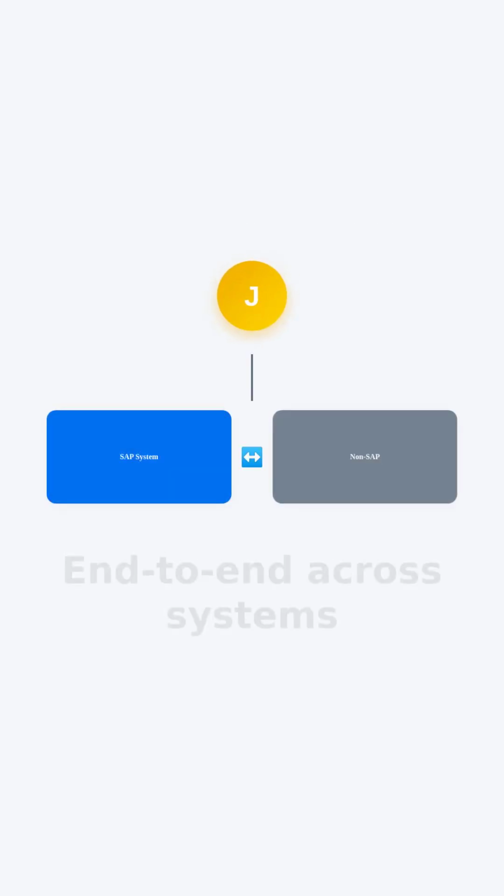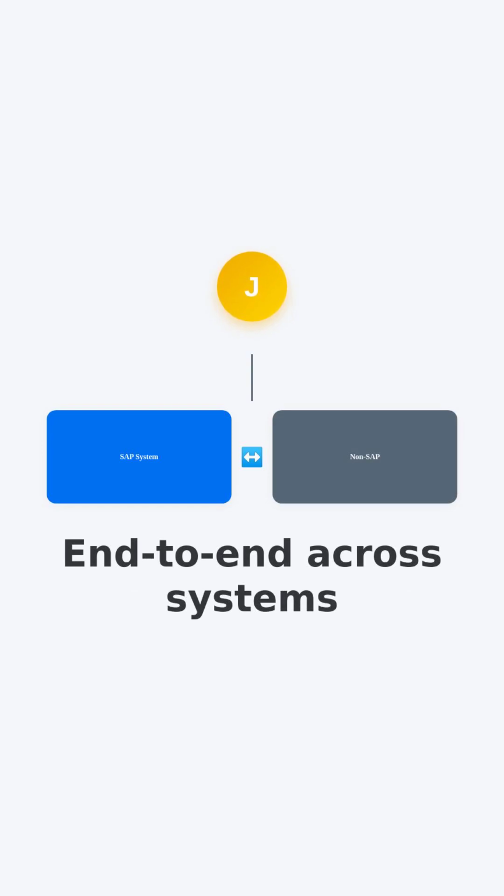Second, integration. You can connect SAP and non-SAP systems using integration services and APIs so the assistant can work end-to-end, like checking order status across multiple systems or drafting a customer response using data from CRM and ERP.